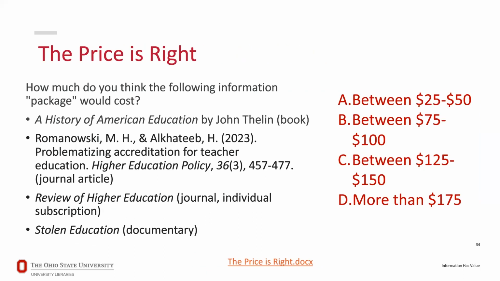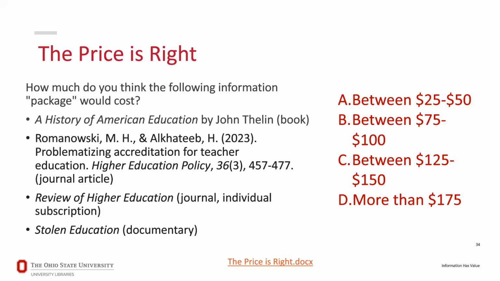Here's a quick little activity. We're going to play a quick game of The Price is Right. So we have an information package here. The information package consists of 4 items: a book called History of American Education, a journal article that was published in Higher Education Policy, an individual subscription to the journal Review of Higher Education, and a documentary called Stolen Education.